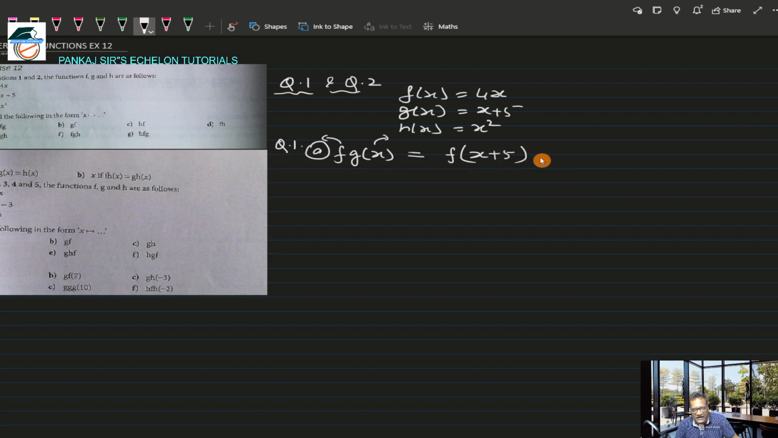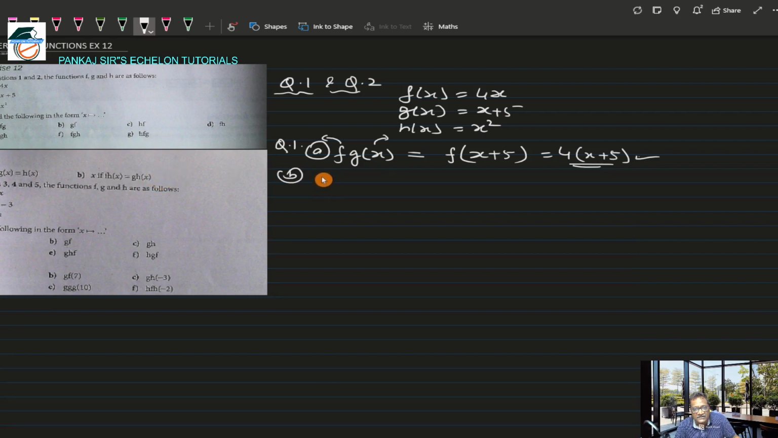Now you know the f of x function is 4 into x. So in this function, if I plug in x plus 5 for x, it will become 4 into x plus 5. This happens to be the final function, that is fg of x. This is the way we have to deal with composite functions. Now let us go for the second one, b. B says to find out gf of x.